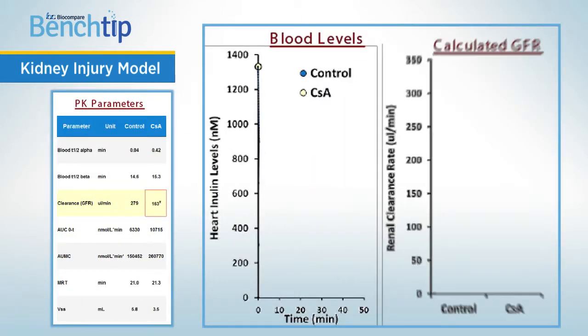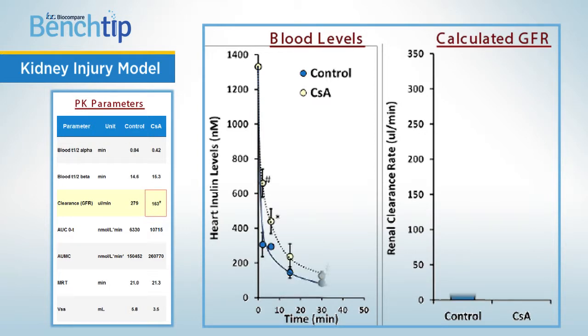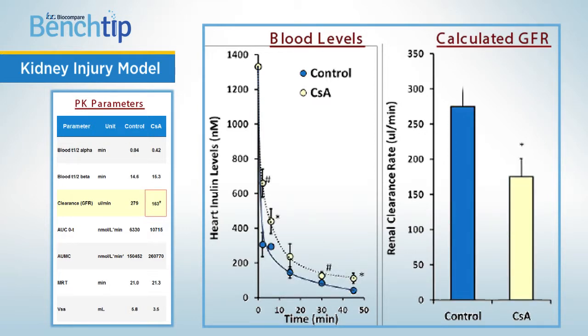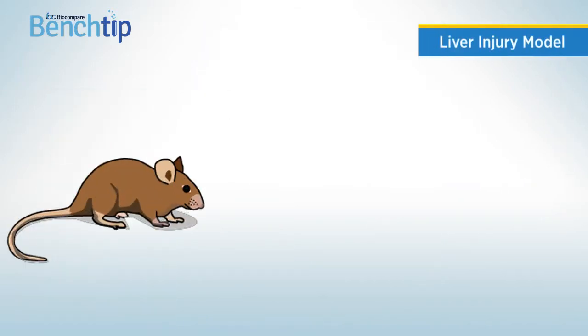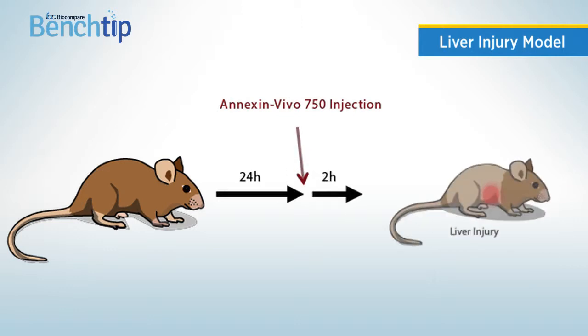Drugs like cyclosporin A, known to cause kidney toxicity, alter the clearance of GFR fluorescent agents from the blood. This can be calculated as a 40% decrease in glomerular filtration rate in comparison to GFR rates in vehicle-treated control mice. Liver injury is measured by imaging live mice using an annexin-labeled fluorescent imaging agent that detects cell death.